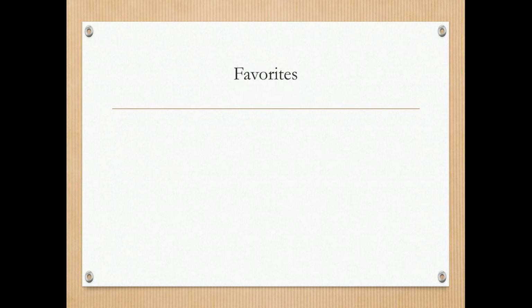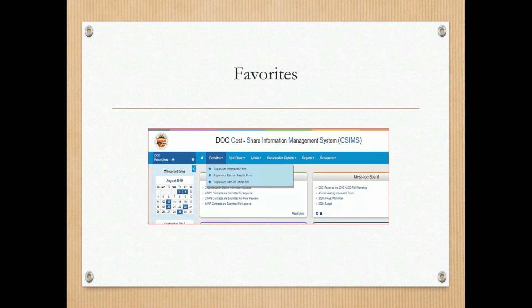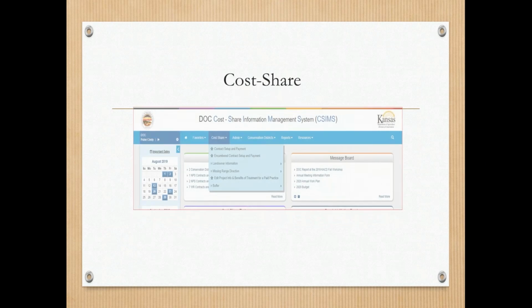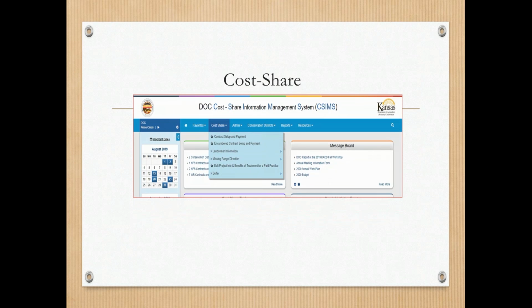So I'm going to start talking about the top of the screen, across the top. You can choose your own favorites. If you use certain documents or certain areas a lot, you can favorite them by clicking a star on the side. That makes things a lot quicker. The next one over is cost share, the different documents that you need to be working with.